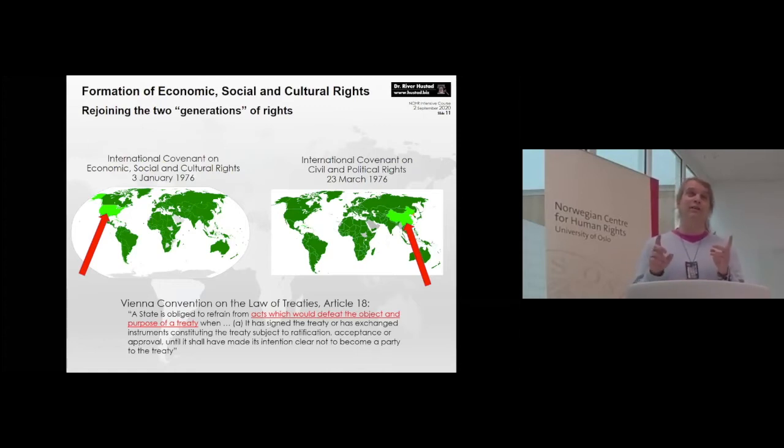And you might notice the light green ones, those are states that are not state parties, but they have signed the treaties. So the United States signed the Covenant on Economic, Social, and Cultural Rights in 1977, which means, according to the Vienna Convention on the Law of Treaties, that if a state has signed it but has not ratified it, they should not do anything that would defeat the object and purpose of the treaty. So even the United States, which is not a state party and doesn't have the legal obligations of the covenant, is obliged by international law not to defeat the object and purpose of the treaty.